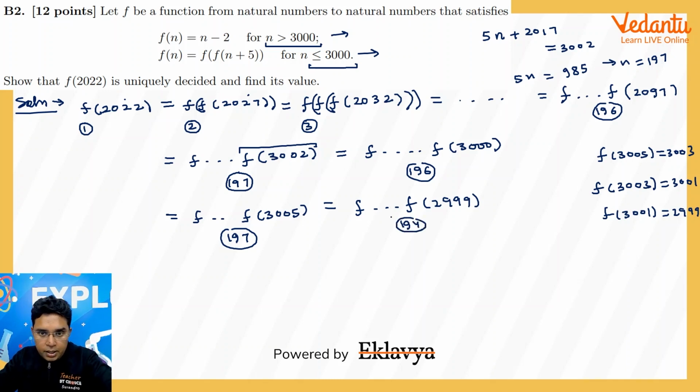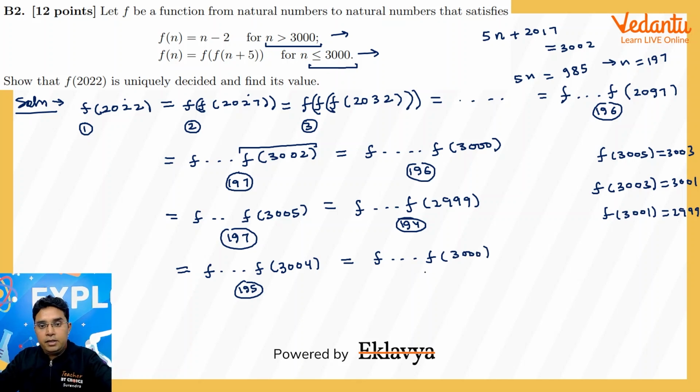Just have patience. We are just about to finish this question. Now after that, I think this formula will again be valid. So we can write this as f of 3004. And in this case, f would have increased its occurrence, and it will be 195 times. Now once again, we will be using the first one, and this time it will give you f of 3002 and then 3000, and the appearance of f would have decreased by 2. So here we will be getting 193.